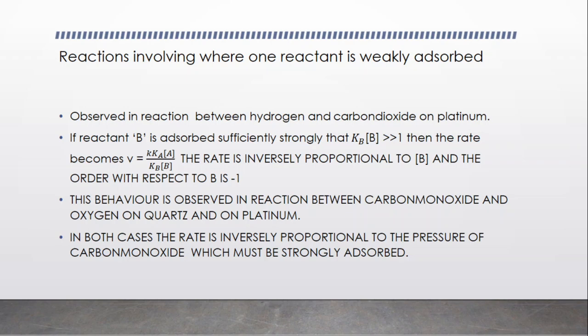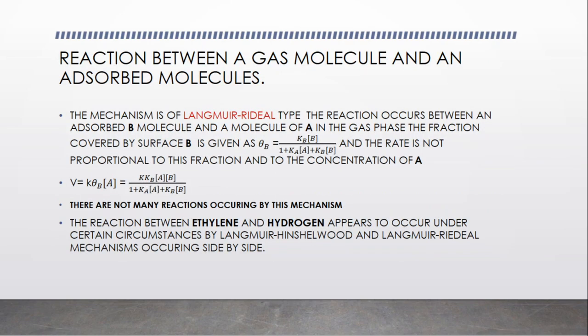on platinum. If reactant B is adsorbed sufficiently strongly, so that Kb into concentration of B is much greater than 1, then the rate becomes V equal to K into Ka into A divided by Kb into B. The rate is inversely proportional to B and the order with respect to B is -1. This behavior is observed in the reaction between carbon monoxide and oxygen on quartz and on platinum. In both cases, the rate is inversely proportional to the pressure of carbon monoxide, which must be strongly adsorbed.